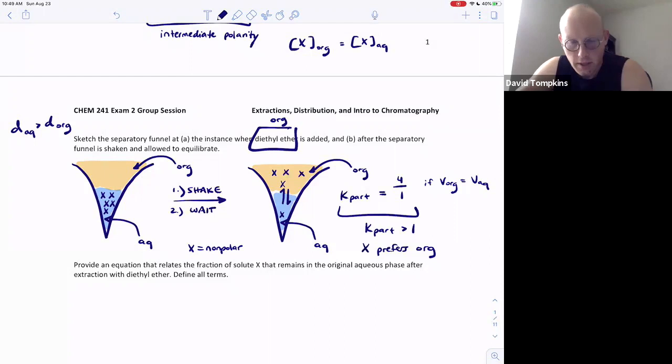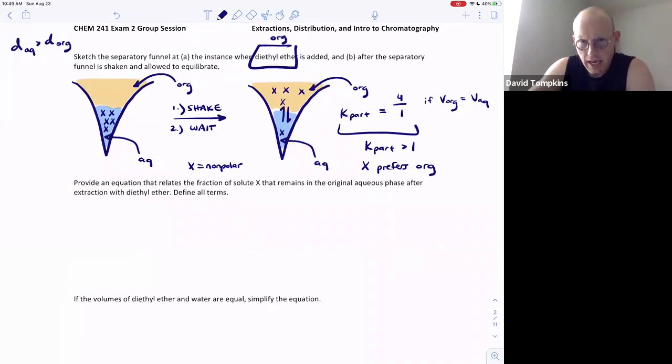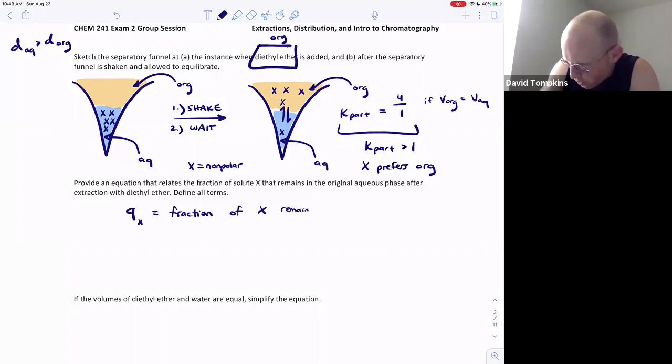So when you're doing math problems with extractions, there's one very important equation you must understand and be able to apply. It tells us about the fraction of X, Q sub X, that remains in the original solution. So Q is the fraction of X molecules remaining in the original phase, I'll say phase 1, after n number of extractions are performed.